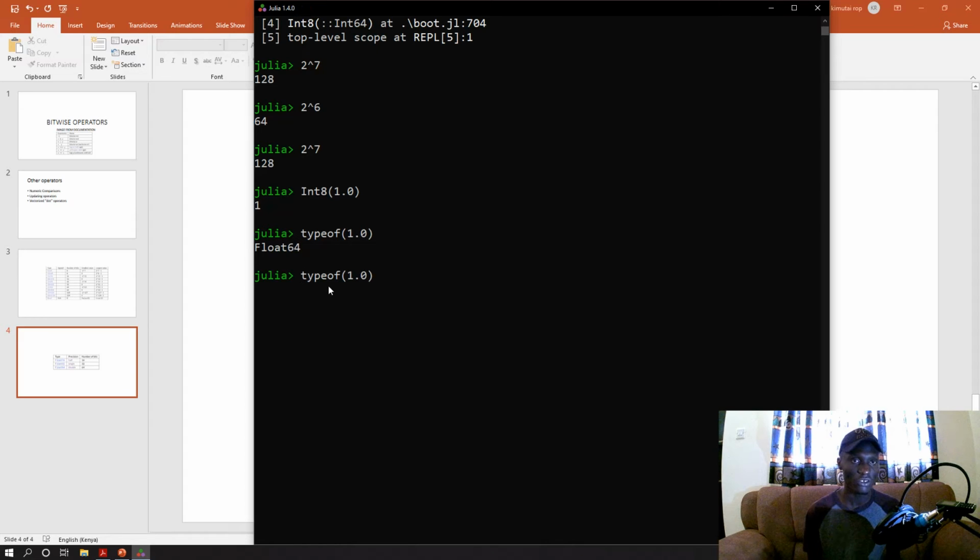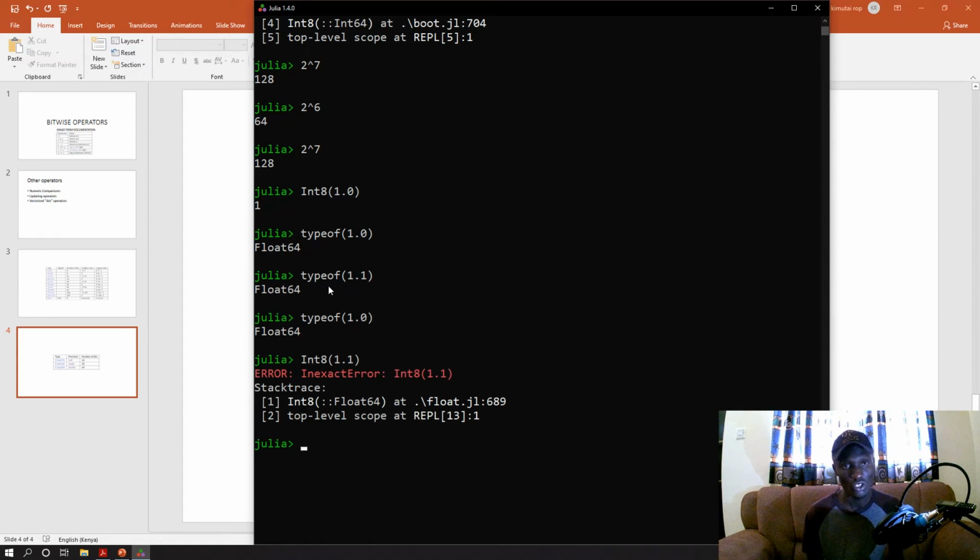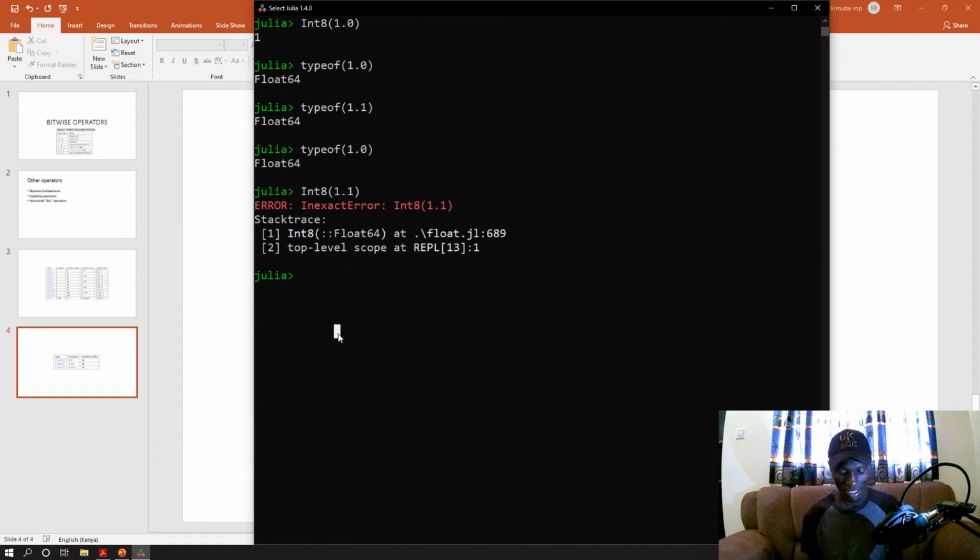However, you cannot convert a number like 1.1 to an integer, because you see it's a floating point number, and this cannot be an integer. Of course, an integer has to be a whole number, and 1.1 is not a whole number. 1.0 is a whole number because the 0 after the decimal point is meaningless, as you know. So that is what I'm trying to make clear over here. So guys, that is floating numbers.